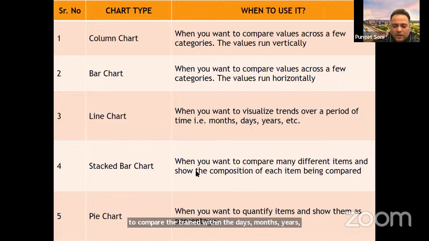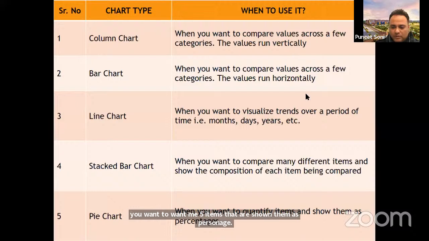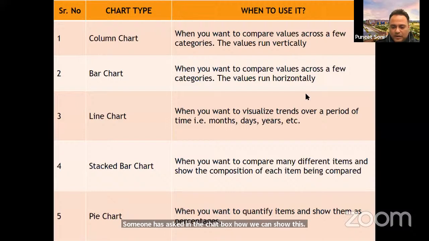And stacked bar chart, when we want to compare many different items which show the composition of each being compared. We'll show you in the examples as well as in the data set which we have provided. And last is the pie chart, when you want to quantify items and show them as percentages. Someone has asked in the chat box how we can show the same as a percentage. So the pie chart is used.